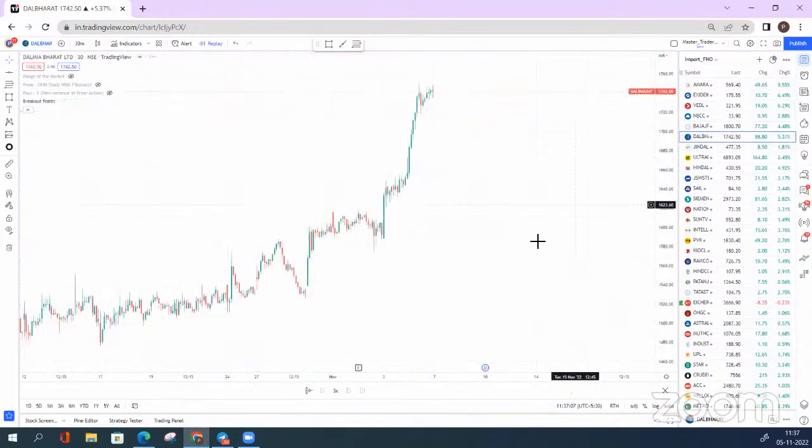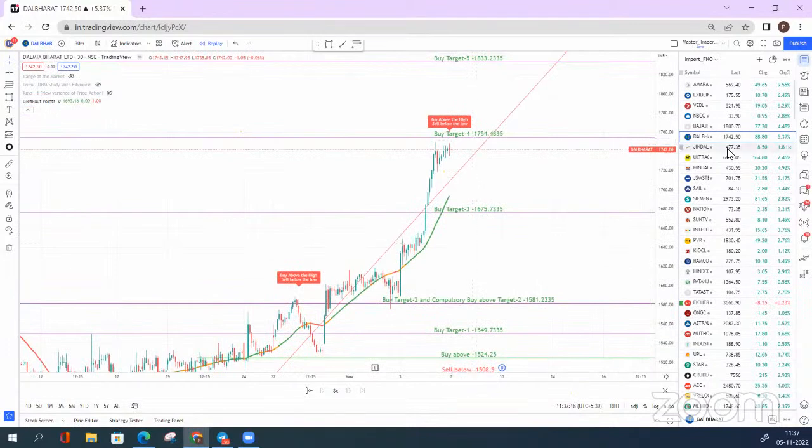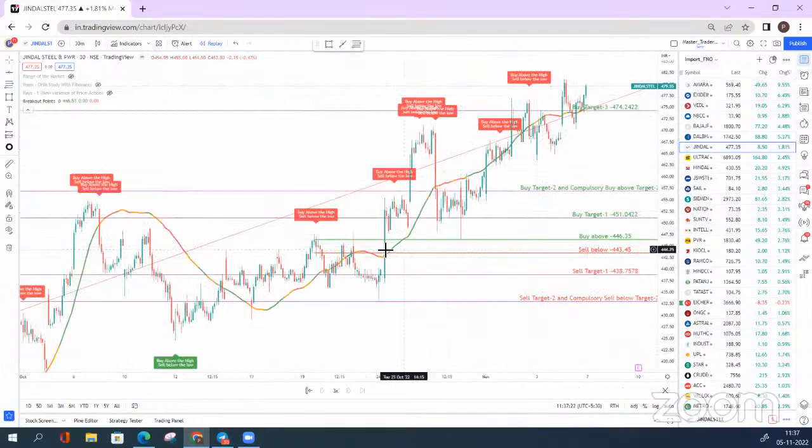Dalmia Bharat. Again, see, it was a buy around here. Positional. Compulsory buy above this. Target 3 met. Target 4 is also met. Okay, let's see Jindal Steel. Jindal Steel buy above this, sell below this. Compulsory sell is below this target too.